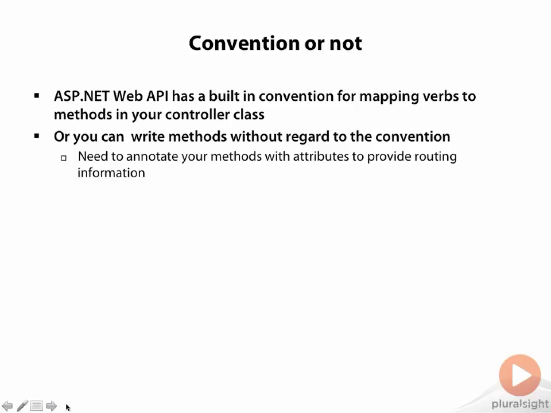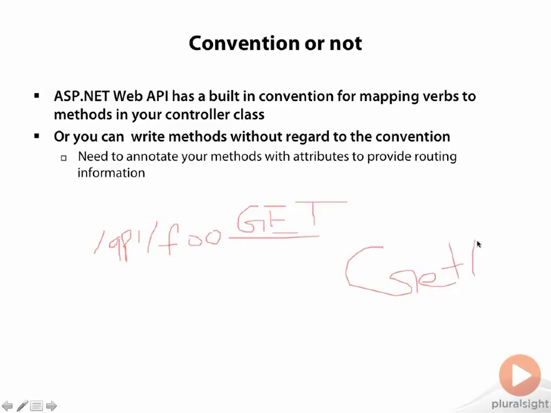And again, the way they came up with the convention is just to say, if you have a URI, API, pardon my drawing here, .foo, that's going to look for a controller called foo controller. And if this is an HTTP GET request, it's just going to look for a method that's called GET. Right? It's going to assume you have a method on your controller class that has the name GET. And the same with put, post, delete.